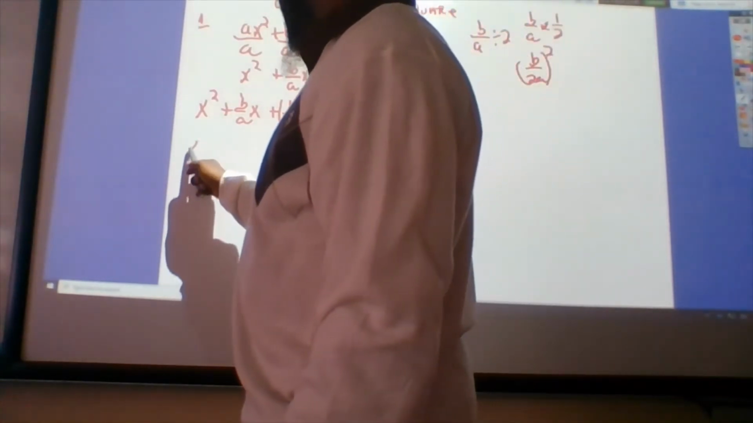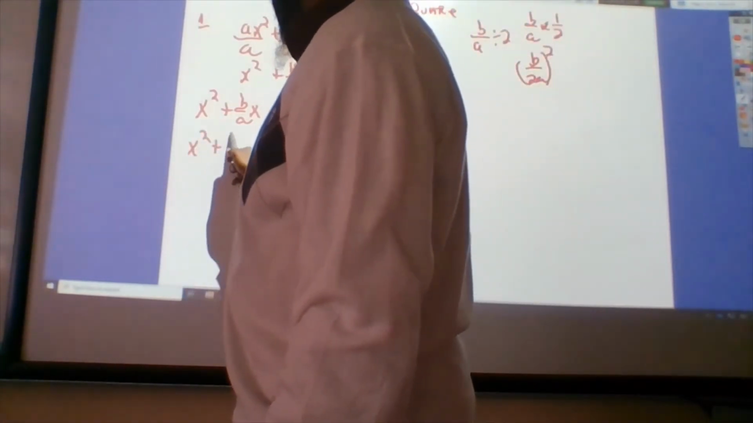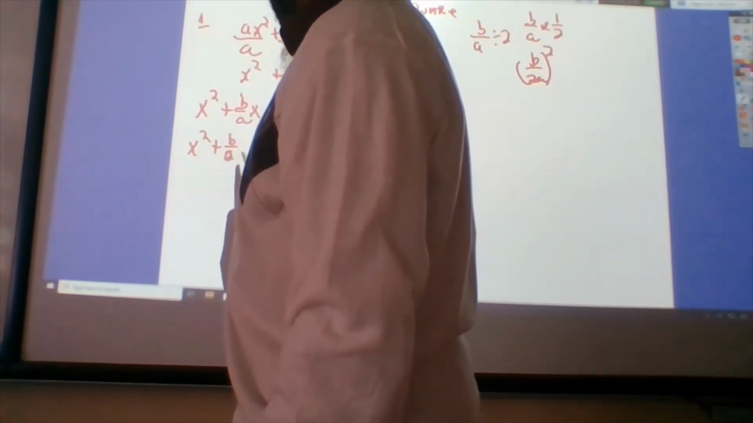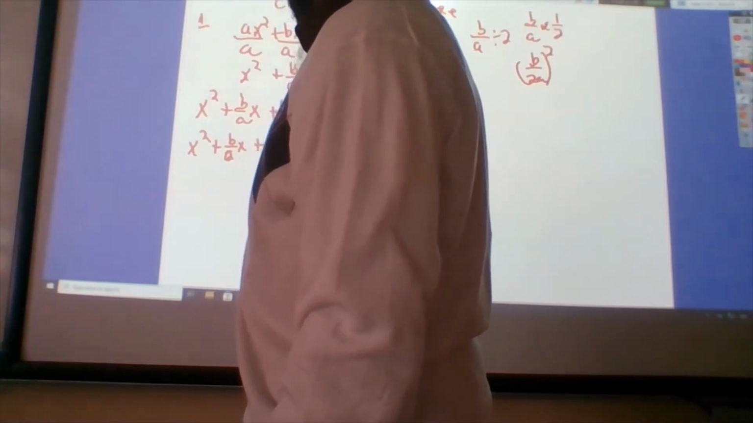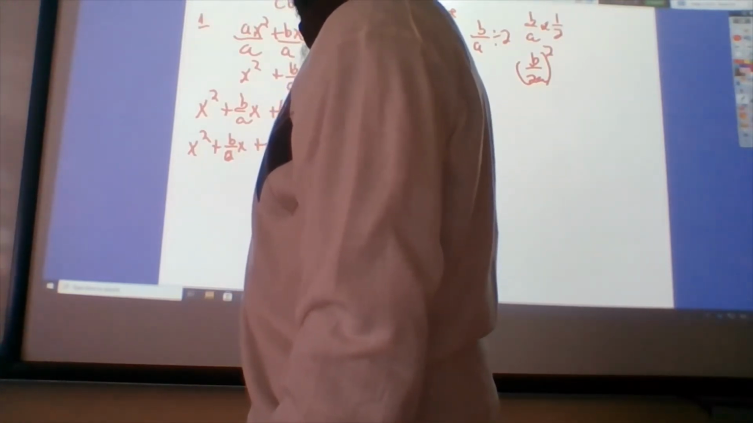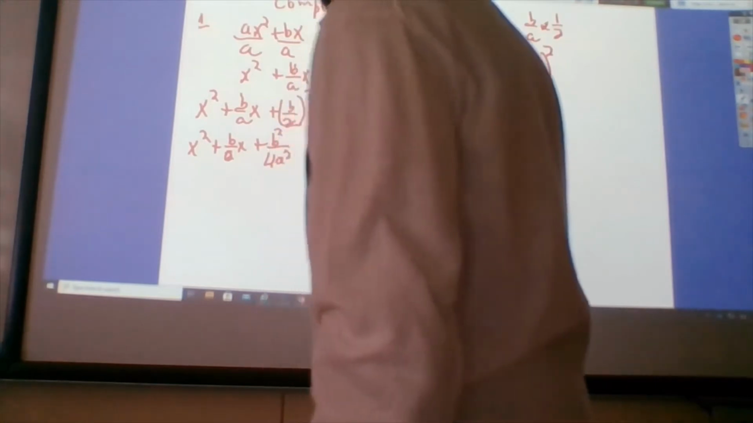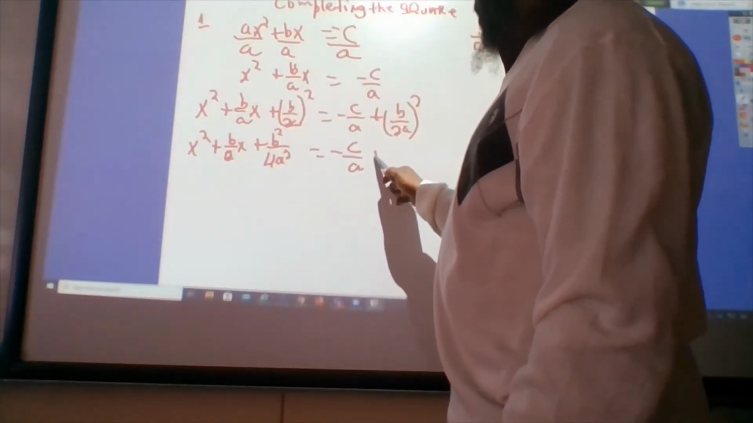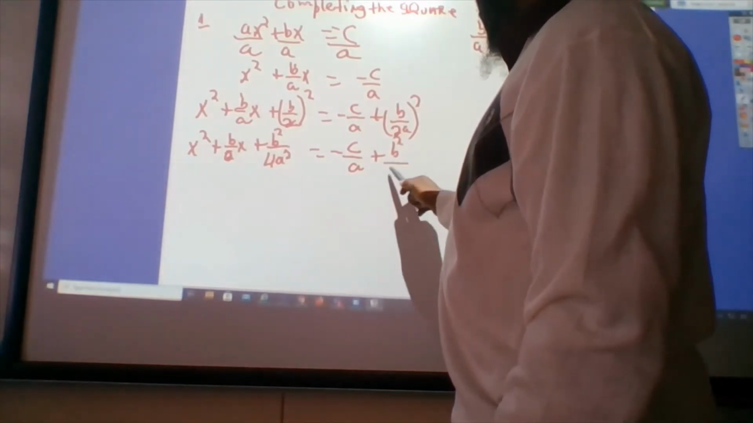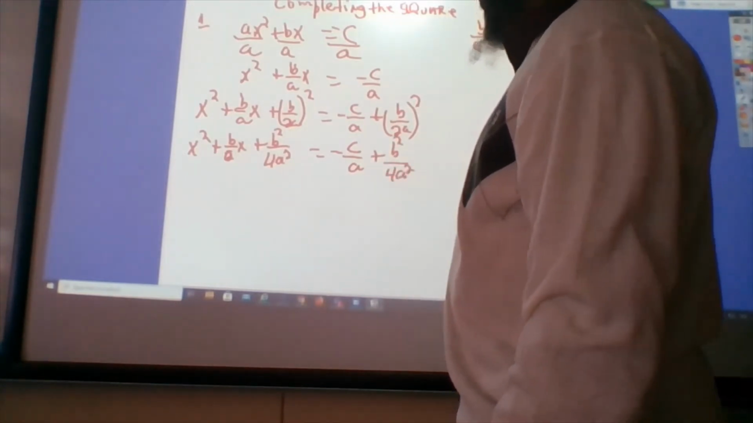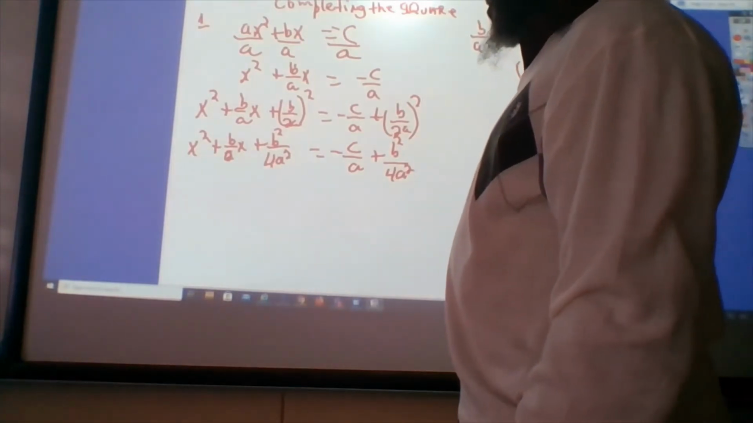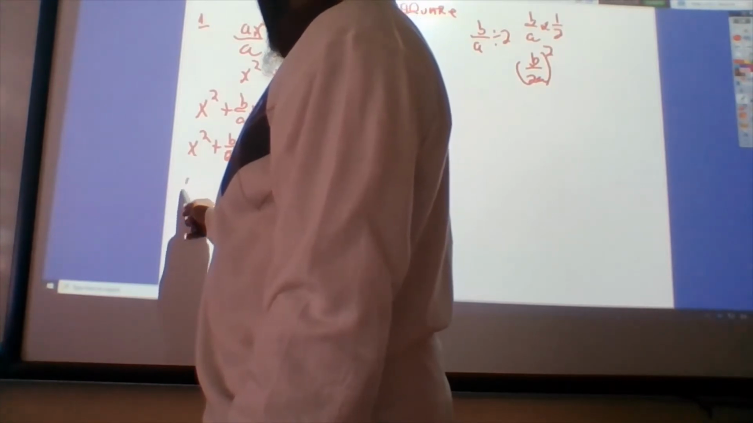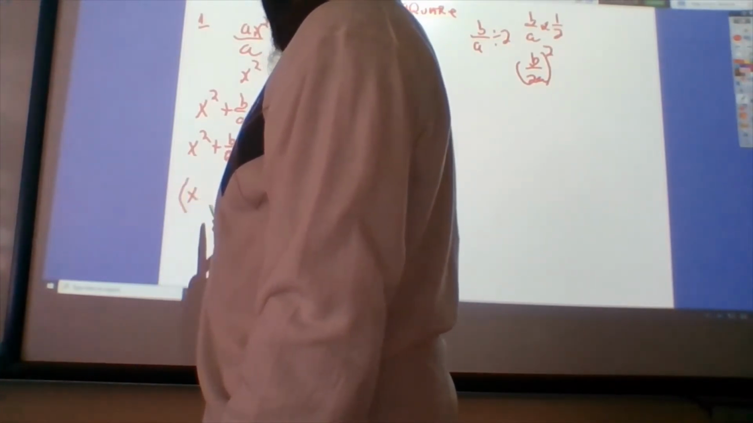This will end up with x squared plus b over a x plus b squared over 4a squared. This side becomes minus c over a plus b squared over 4a squared. Then you will try to write this as a perfect square trinomial. When you write this as a perfect square trinomial, it's going to become this.